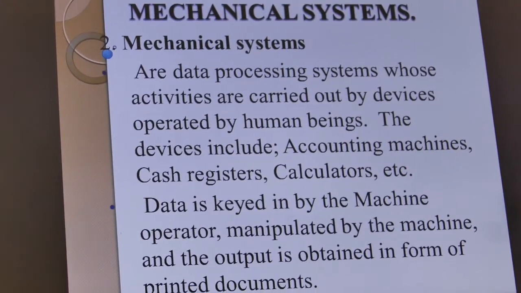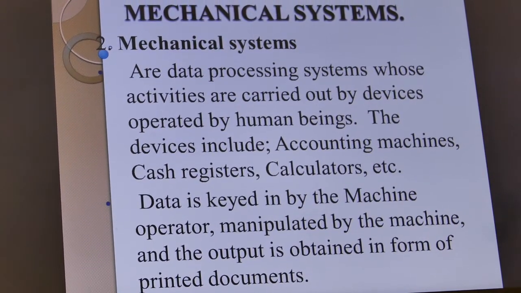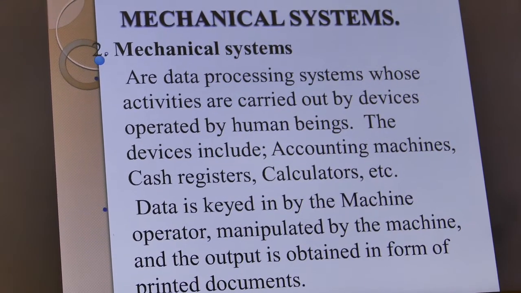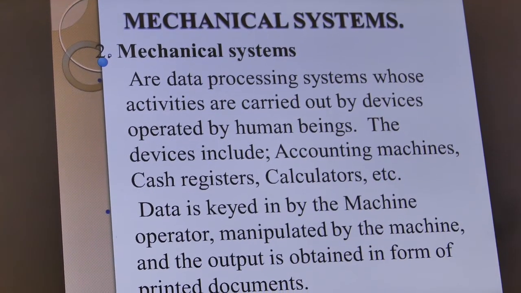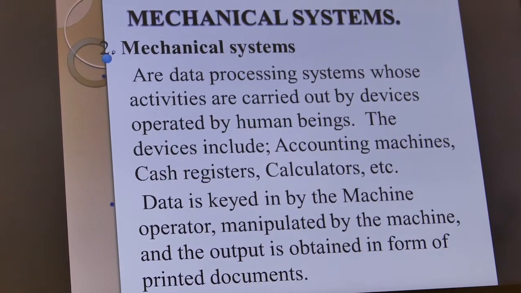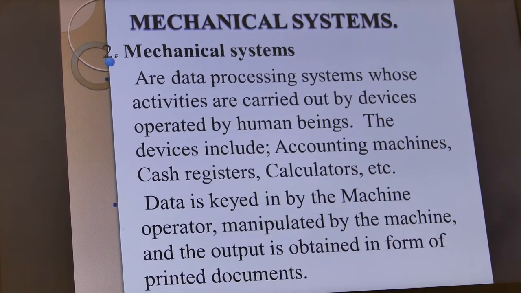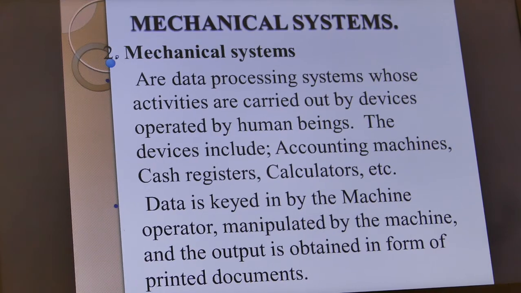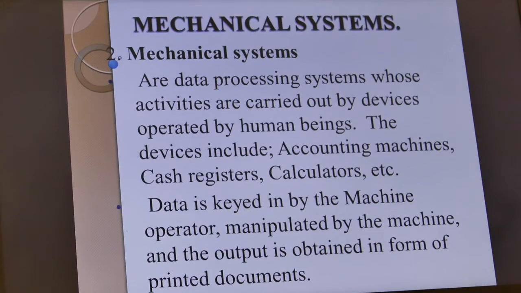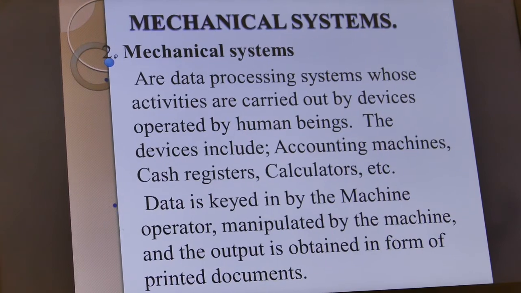Mechanical system. In this, the data processing activities are carried out by devices operated by human beings. Examples of the devices are accounting machines, cash registers, and calculators. In this, the data is keyed or entered into the machine by the operator, manipulated by the machine, and the output is obtained in the form of a printed document. So this is better than the manual system.